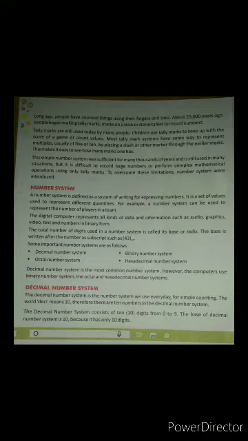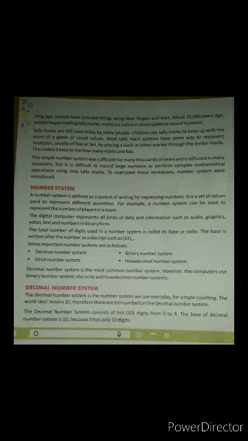Like that, a digital computer represents all kinds of data and information such as audio, graphics, video, text and numbers in binary form. So the digital computer uses only binary numbers, that is 0 and 1. According to that, some important number systems are as follows. We have number systems in our computer: decimal number system, binary number system, octal number system and hexadecimal number system. One by one we will see that.